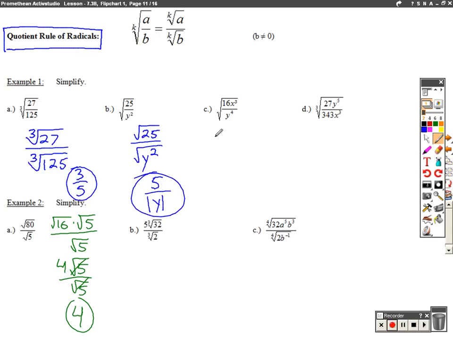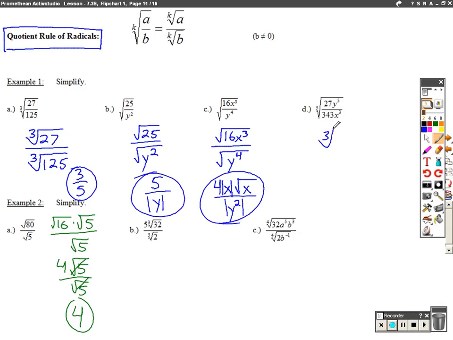Letter C, square root of the numerator, which is 16x cubed, over the square root of the denominator, which is y to the 4th. Square root of 16 is 4. 2 goes into 3 one time with 1 left over. X goes into absolute value brackets since the index is even. 2 goes into 4 two times. Bring out 2 of those y's, nothing left, goes into absolute value brackets.